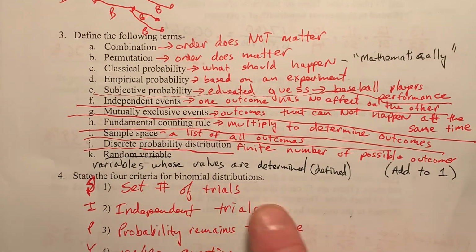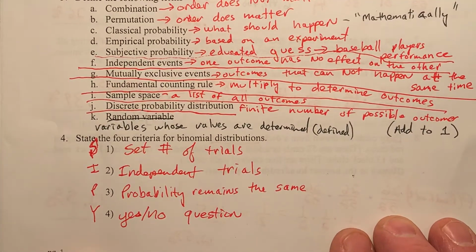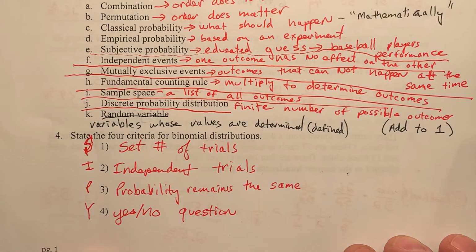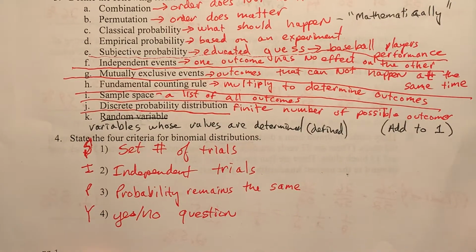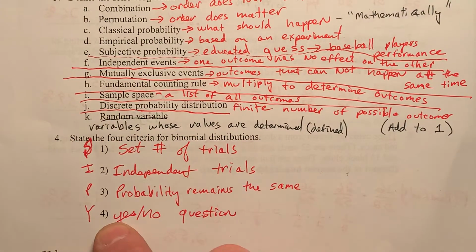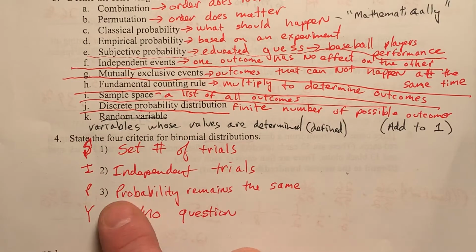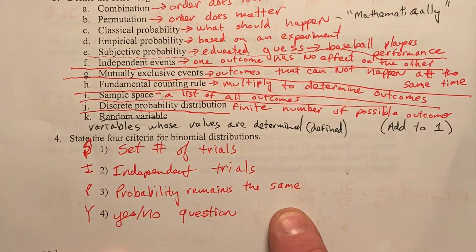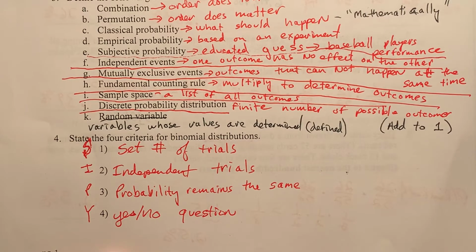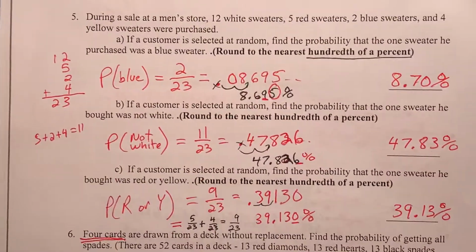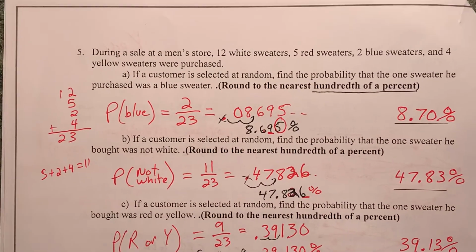All right, so what do I need for the criteria for a binomial distribution? Remember SIPY, S-I-P-Y: set number of trials, independent, probability remains constant, and it's a yes-no question. All right, next page. We had to find all of these different probabilities.